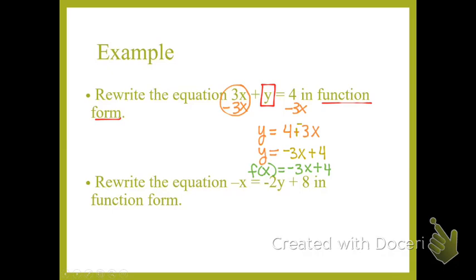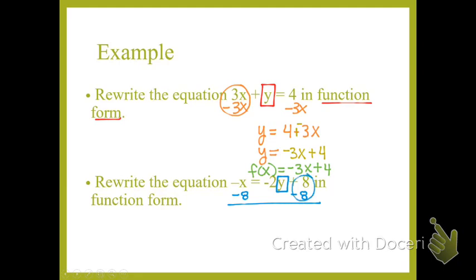For our next example, negative x equals negative 2y plus 8. Rewrite it in function form. Again, that means that we want to get the y by itself. This y is not by itself because it's being multiplied by negative 2, and then you're adding an 8. Remember, you're going to use order of operations in reverse, and you're going to be using inverse operations. So the inverse of adding 8 is subtracting 8. So we'll subtract 8 from both sides.